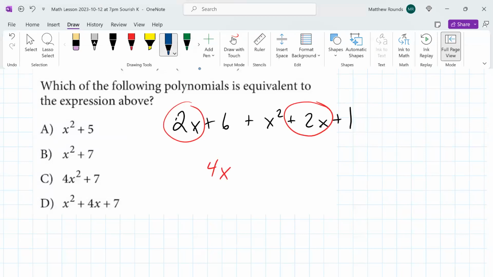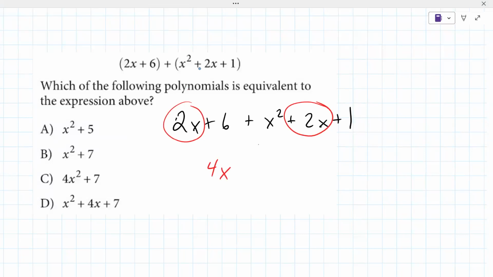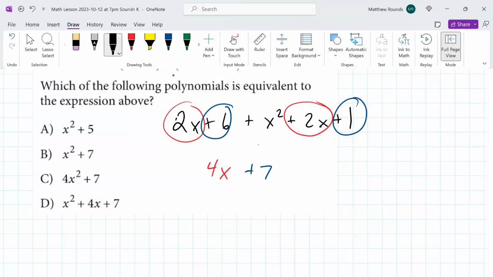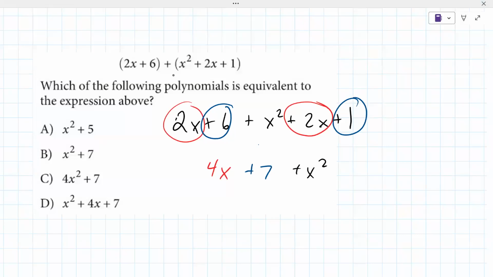What else is a like term? Okay, 6 and 1. What does that add up to? 7. And x squared is 4x squared? No, they're not like terms. They don't have the same exponent. So that right there is going to be D. Good. All right, do you want to do one more or stop here? We can do one more.